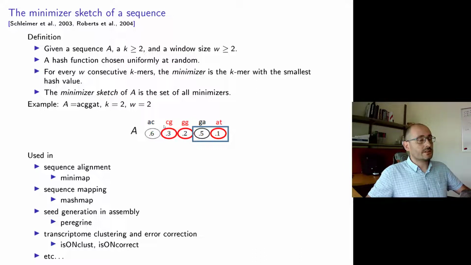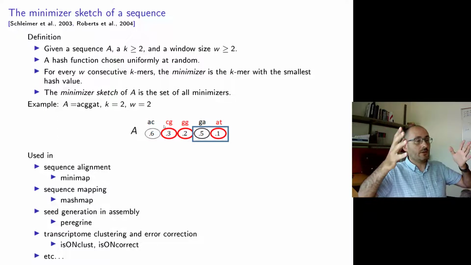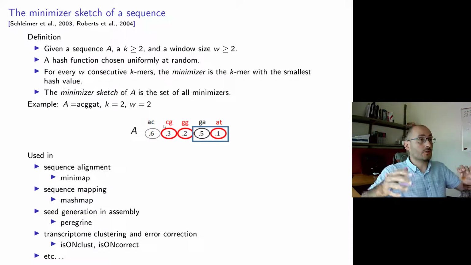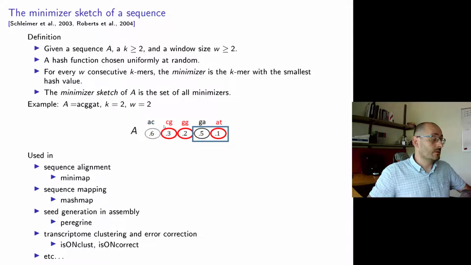Now the idea of this sketch is that on one hand, when you shift a window, you are unlikely to change the minimizer. So you create this kind of sparse selection of k-mers. On the other hand, you are guaranteed that for any window of W k-mers, at least one of those k-mers is a minimizer. So this sketch has this nice property that even though it's sparse, it's well spaced out, and there's this local guarantee. The minimizer sketch is used all over the place, including sequence alignment, mapping, assembly, error correction.